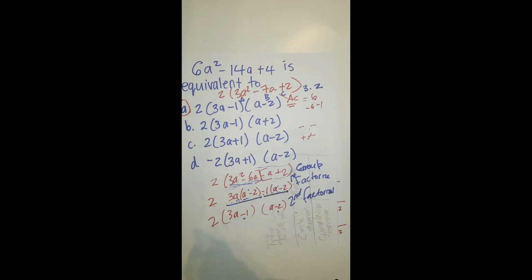So I see what you're talking about now, right? See, 3a minus 1. Because they factor it out. Meaning it's a common factor. Okay? And the reason why, that's what I was trying to say.